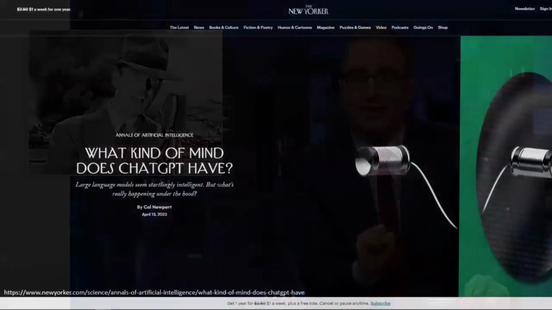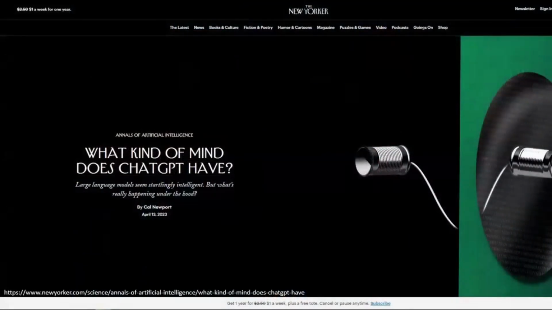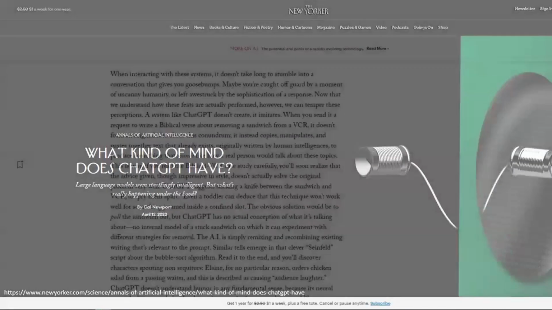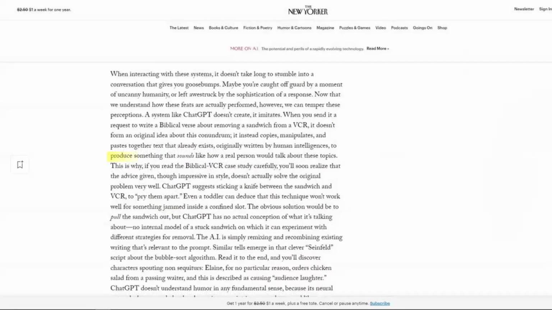However, as soon as these sorts of examples started coming out, you started seeing articles and discussions like this. So what kind of mind does ChatGPT have? It had quotes in here such as, produce something that sounds like how a real person would talk about these topics. So it's not that it's actually how a person would talk about these topics. It sounds like what a person would do, but it can't actually be what a person can do.